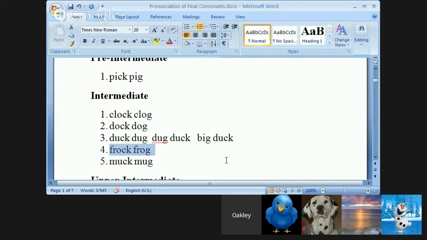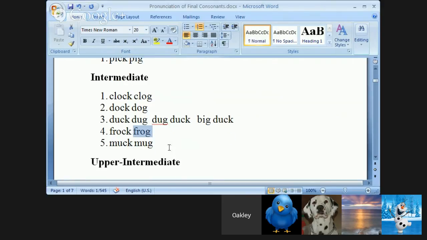Frog. Frog. Frog. Perfect. And then reversed. Frog. You got it. That's it. A frog wearing a frock. Very good.